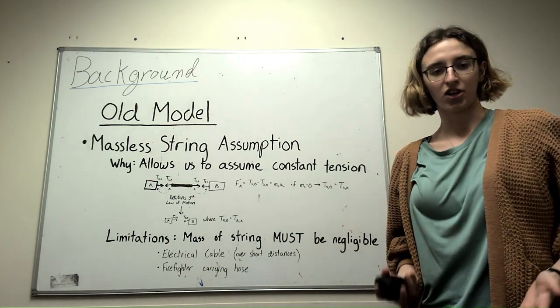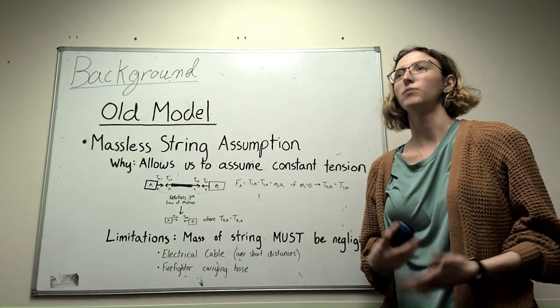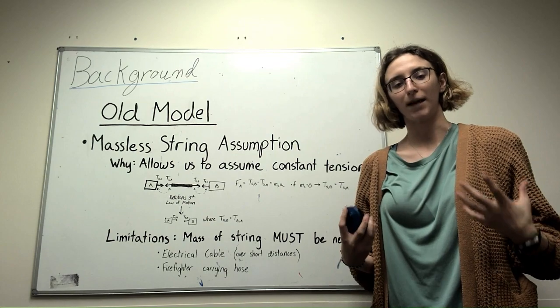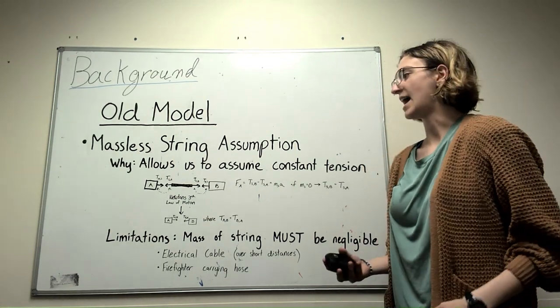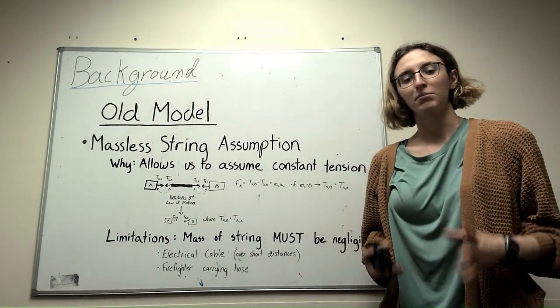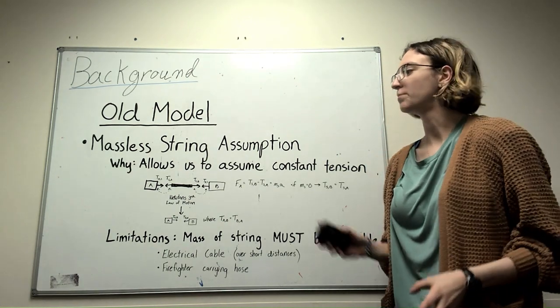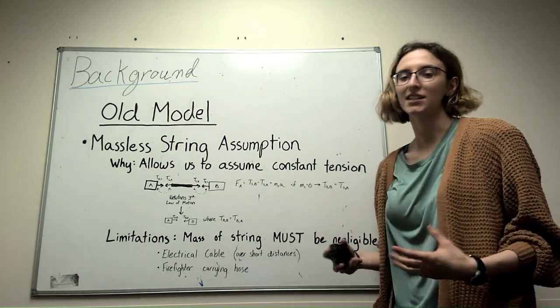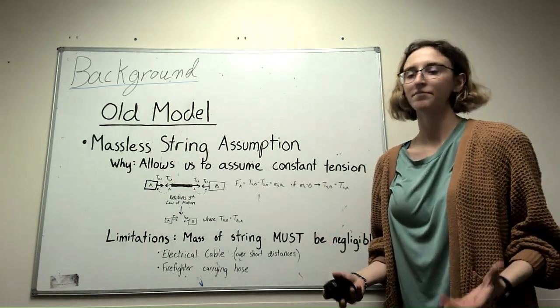The problem that we chose was the problem in which we are relaxing our massless string assumption and adding in strings with mass. But before we get to strings with mass, we have to look back at the massless string assumption and see why we were using it in the first place.